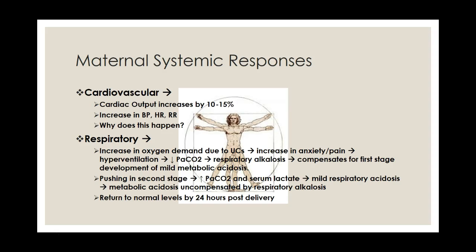The respiratory system, we see an increase in oxygen demand because of the uterine contractions. Moms have an increase in anxiety and pain. They hyperventilate. And then we have a decrease in their CO2 level, which leads to further respiratory alkalosis. You know that pregnant women live in a state of respiratory alkalosis anyway. This pushes them further into a state of respiratory alkalosis. It compensates for the first stage development of a mild metabolic acidosis during that first stage of labor.